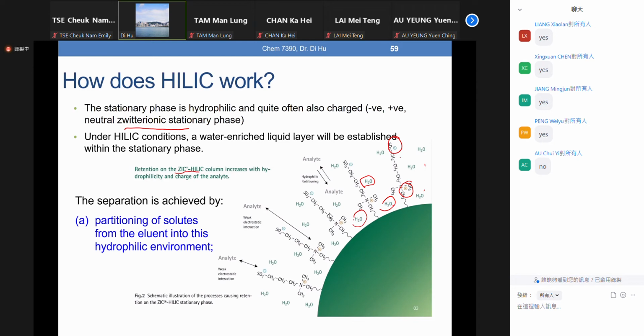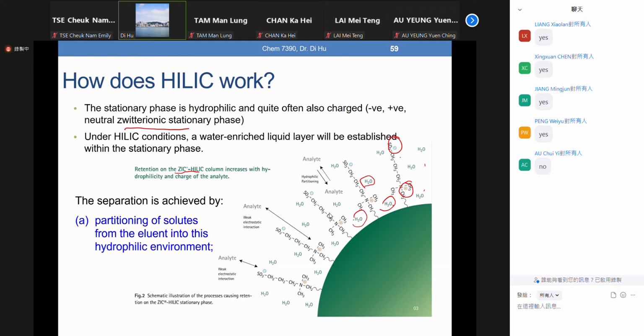So the separation is not achieved by just one single mechanism. It can be achieved, first, by the partition of this polar analyte from the eluent into this hydrophilic environment. So what kind of interaction can be for the stationary phase?